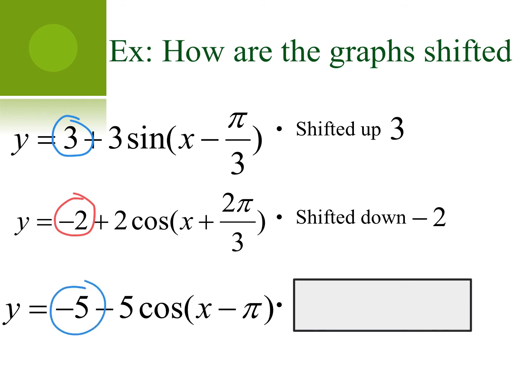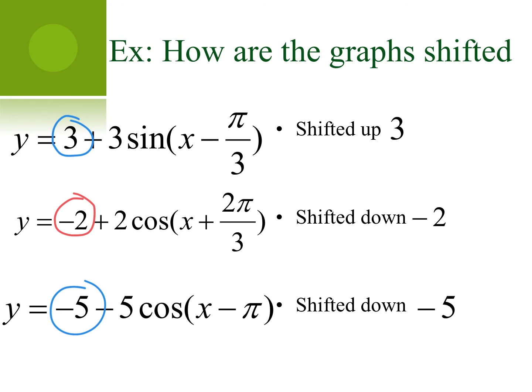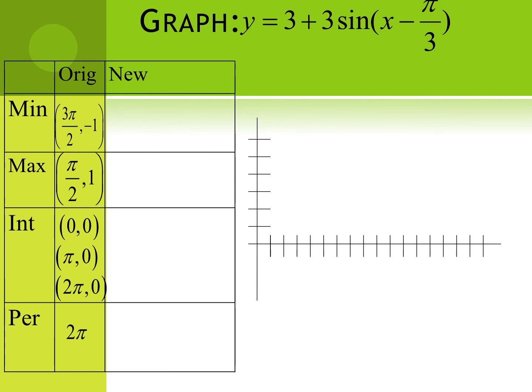shift down 5 units. Now that we've talked about our transformations, let's go ahead and try and graph some of these functions. Before we graph our functions, we want to try and identify our a, b, c, and d values here to talk about any kind of shifts that we might have. So for our a value, it's going to be the number that is multiplied by our function. So I'm going to say a is equal to 3.